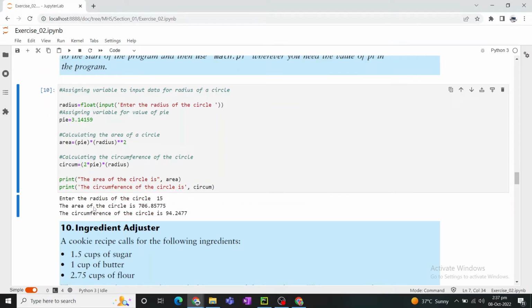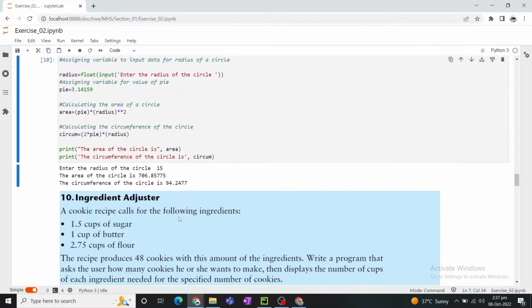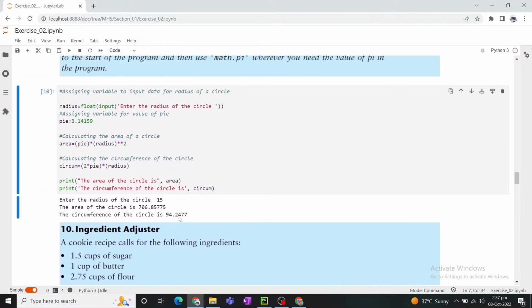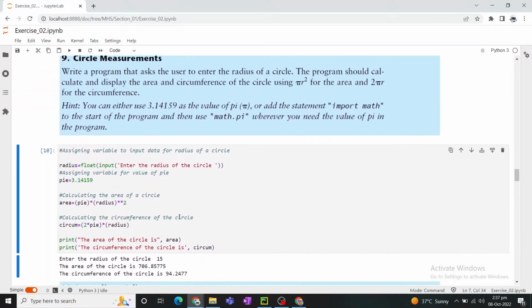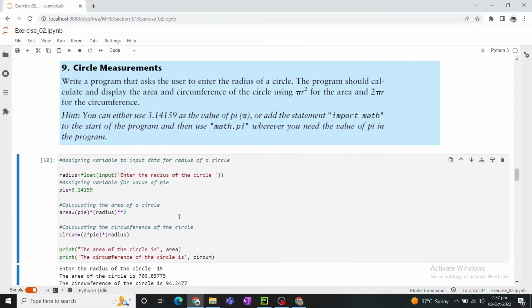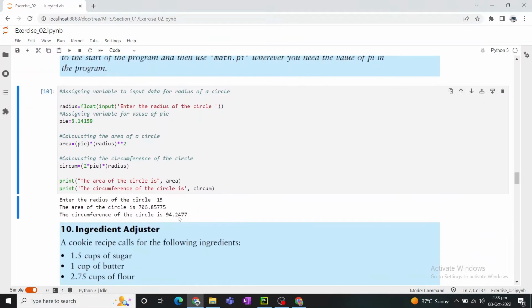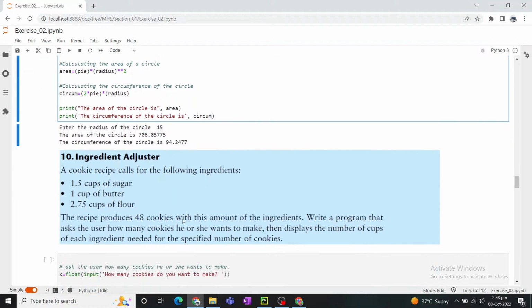And over here, we will get the area of the circle as 706.85775. The circumference of the circle is 94.247. So over here we can see we obtain simple circle measurement values by giving the radius value and the pi value already defined, and the area of the circle is 706.85775 units, and the circumference is 94.247.